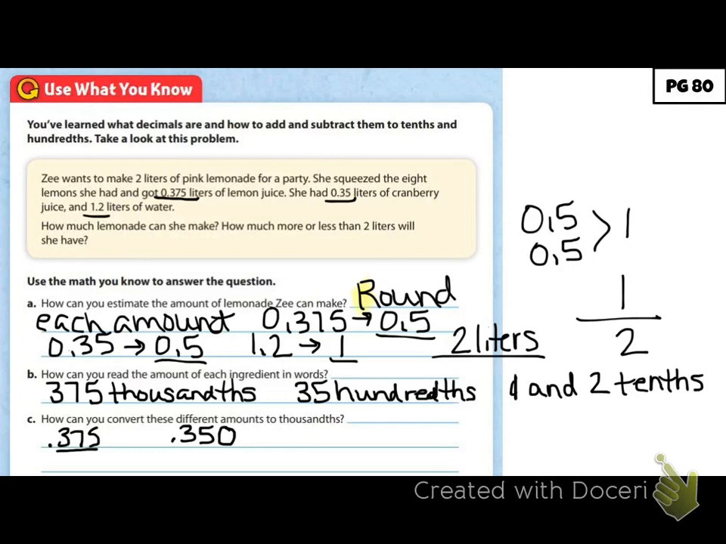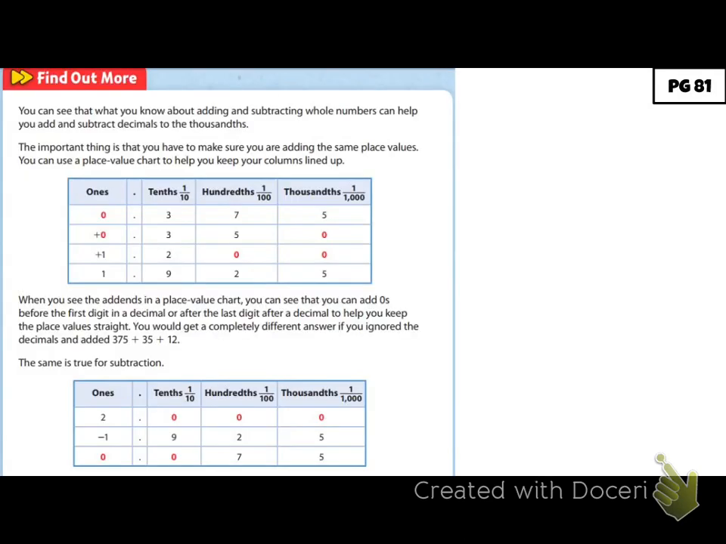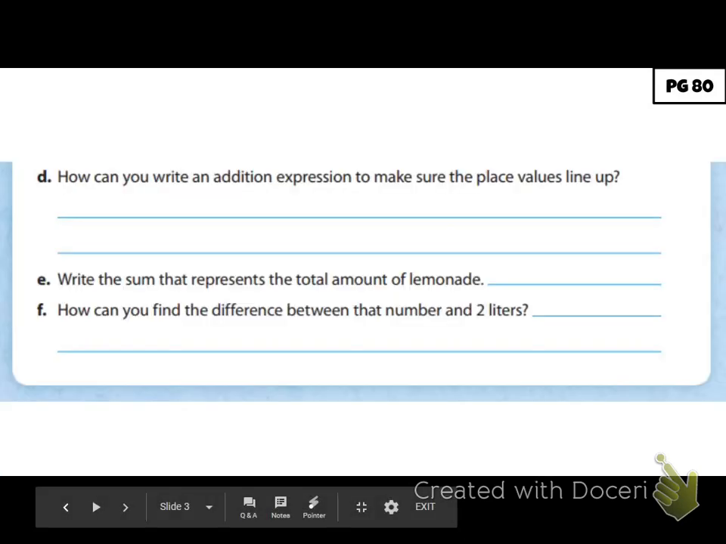And then our last one is 1 2/10. Well, I have 1 place behind the decimal, so I add 2 zeros to make that 1 and 200 thousandths, and that would be equivalent to 1 2/10. So for the next question, D, how can you write an addition expression to make sure the place values line up? Remember what I said on the very first page. We line up our decimals. Hold on, back up. There we go. We line up the decimals.